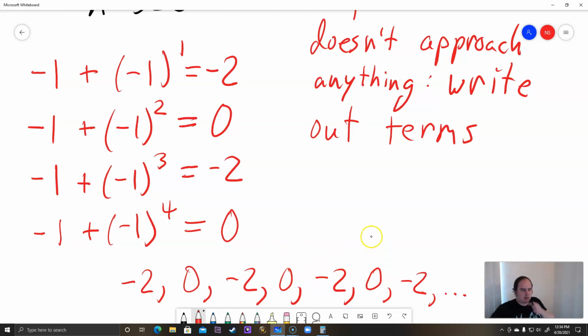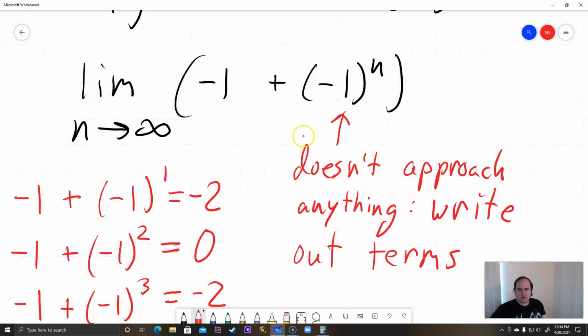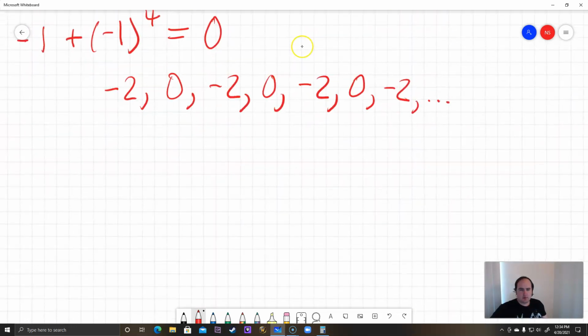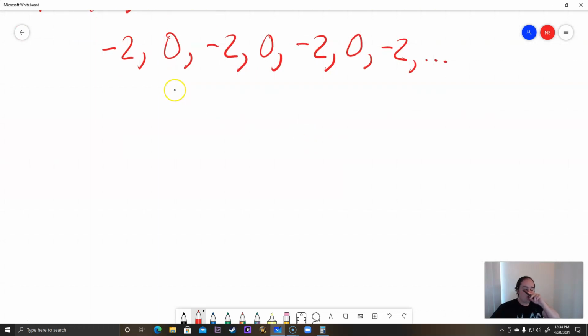So this is an interesting problem, and I wrote out the terms because we couldn't really just plug in infinity here, because (-1) to the infinity doesn't actually have a value. But what we did is we figured out the pattern. And the real question here is, is this pattern approaching any number? Well, it's not. It just bounces back and forth between -2 and 0, but it's not getting closer and closer to a number. Now remember, to converge, a limit has to actually be approaching a single number.